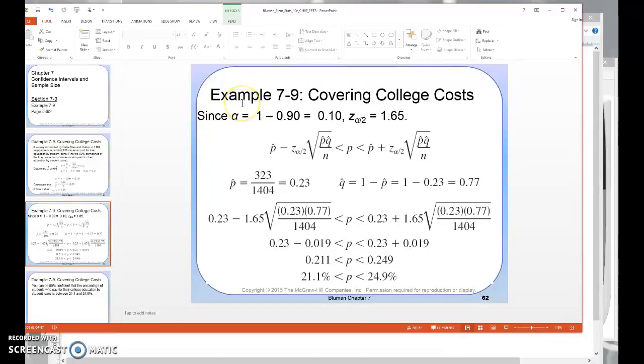Once you have your Z value, you know P hat, you know Q hat, just substituting in those numbers. Again, knowing that your P hat is a decimal is a really key thing here. Following it through, notice that the final answer, though, they did put it as a percentage.